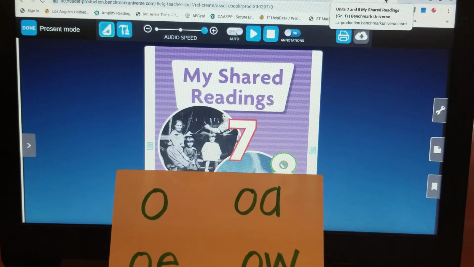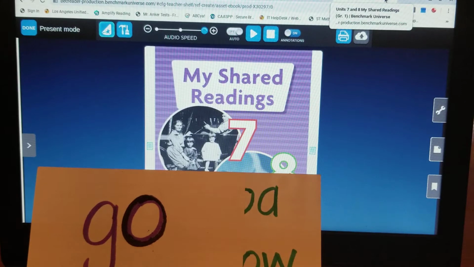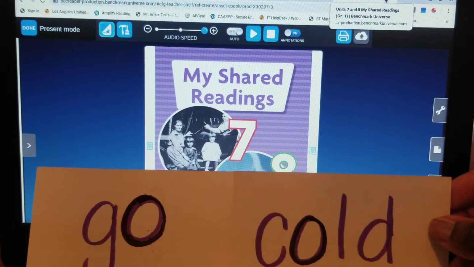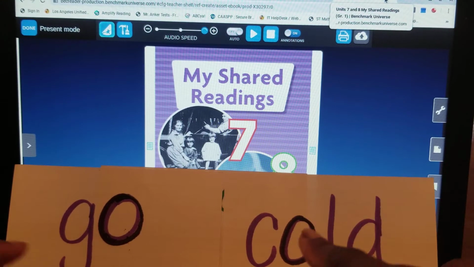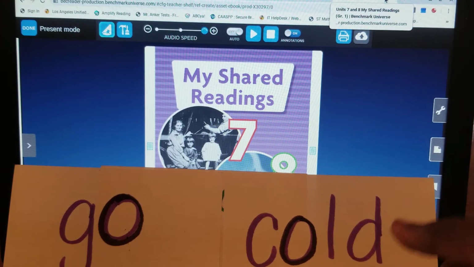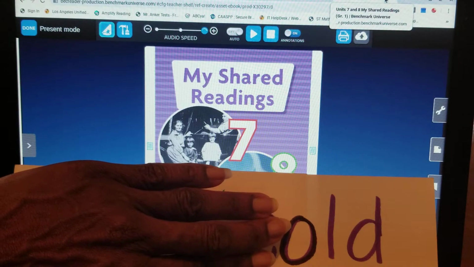So, let's start with the first two. These two words have the O spelling. Okay, and what are they? Go, G-O, and cold, K-old. Remember we said if we cover up the C, it's just old.